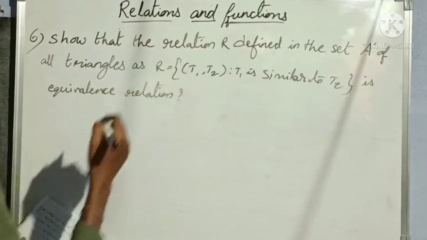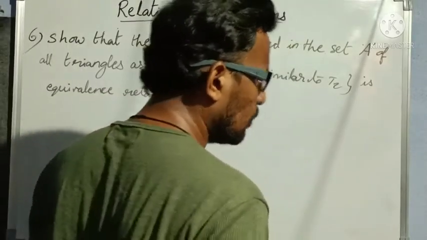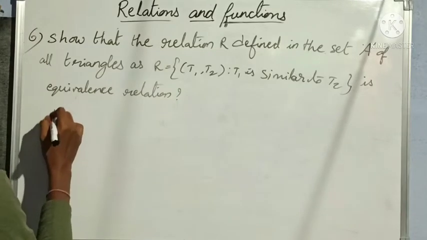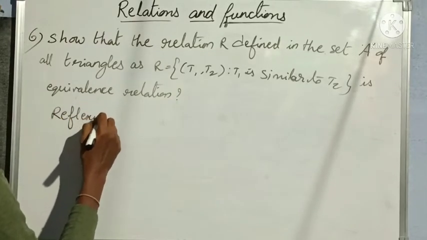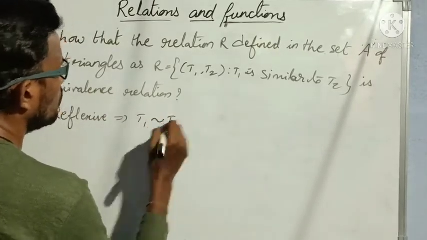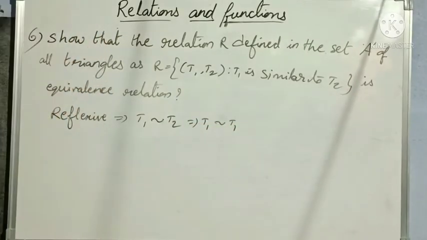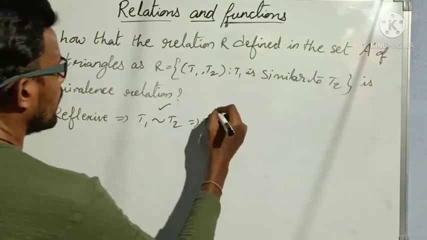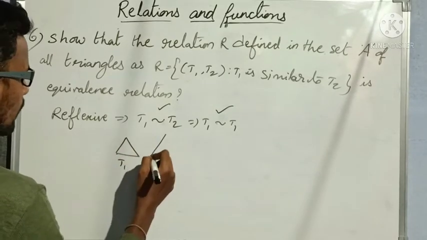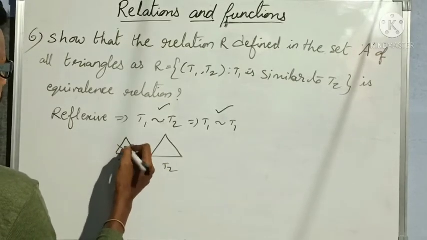So he is not asking to check whether, he is saying directly to show that this relation is an equivalence relation. So we have to prove that this relation satisfies reflexive, symmetric and transitive. Okay, first let us see reflexive. So reflexive means T1 similar to T2, yes, this implies T1 is similar to T1. Yes, when triangle T1 is similar to T2, then the triangle will be similar to T1, right? Suppose this triangle is T1 and this is triangle T2. Similar means all sides are equal, something like that. Let us take like this.